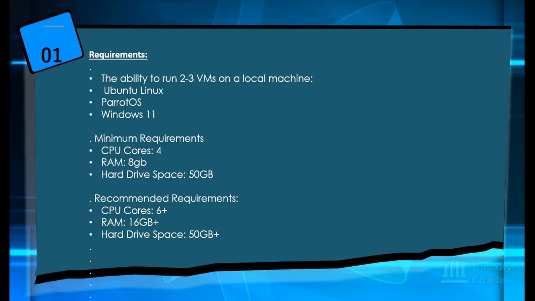But this is what I'm going to recommend, so that we can have a faster speed and whatnot. So I would recommend a CPU of 6+, at least a minimum of 6, RAM of 16 GB, and hard drive. If you have an SSD, that is even better. If you don't have an SSD, at least I would say a 50 GB hard drive.